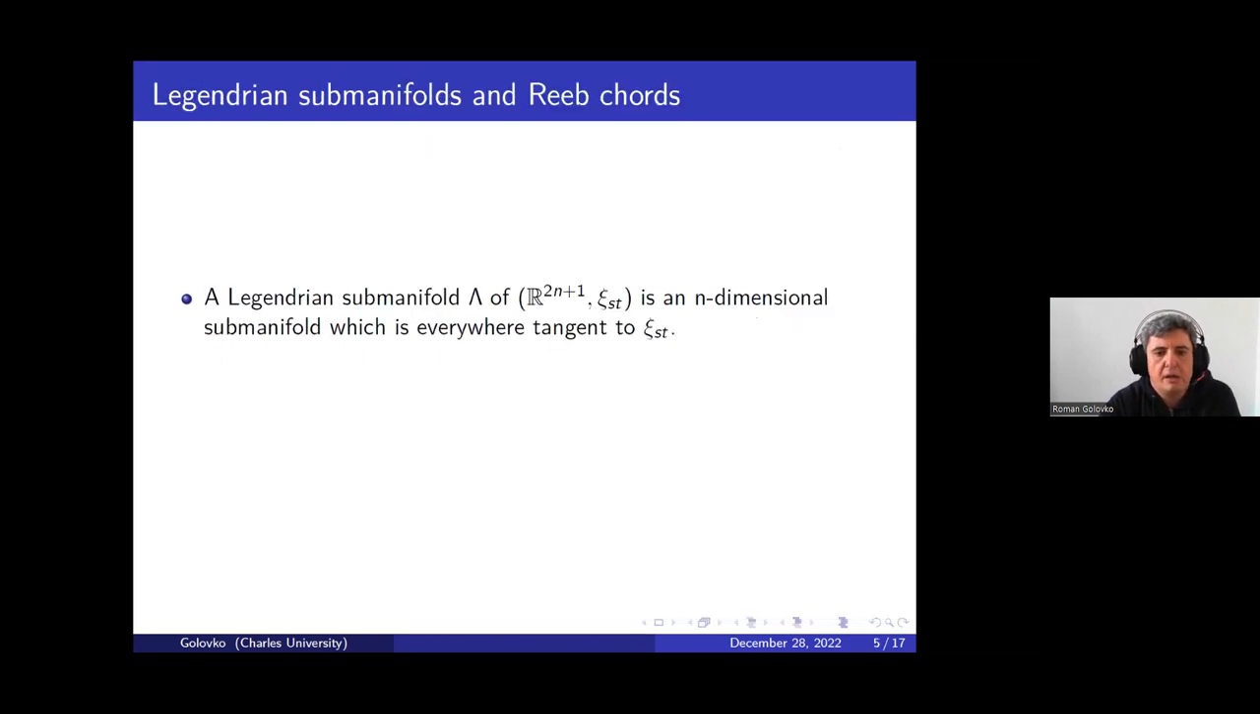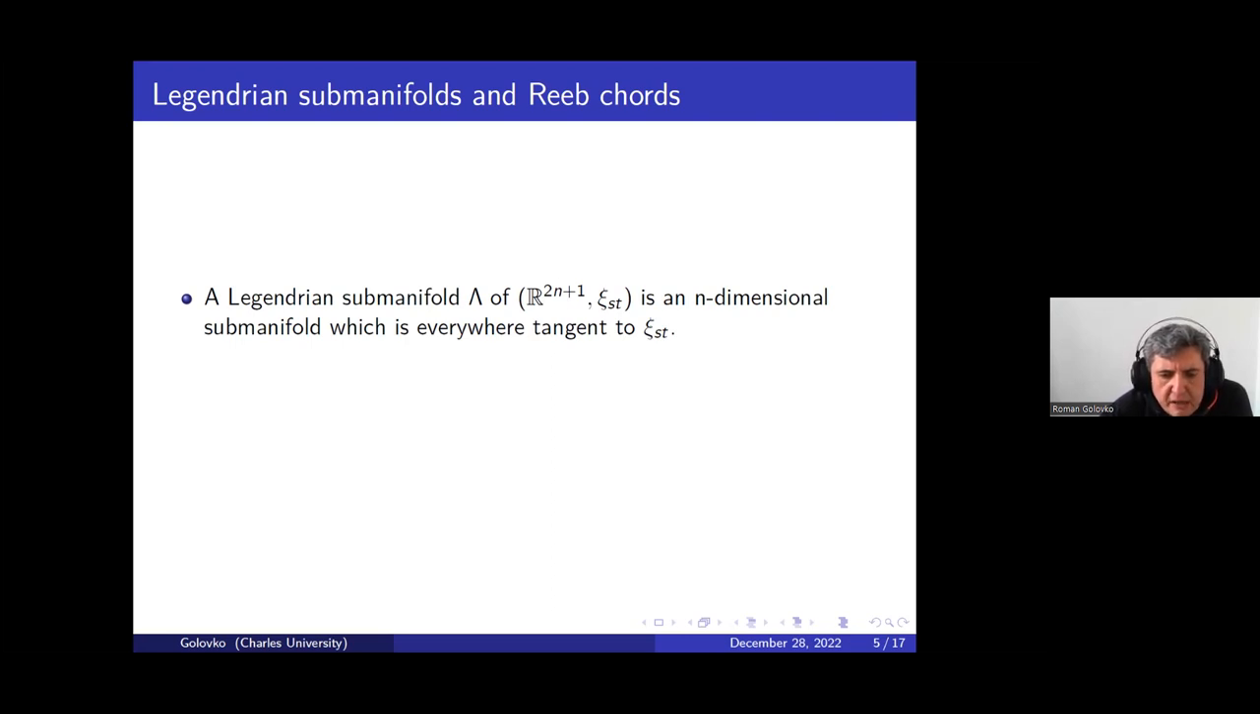So now Legendrian submanifolds, what's the proper definition? A Legendrian submanifold is basically an n-dimensional submanifold. So if the contact manifold is of dimension 2n plus 1, then a Legendrian submanifold is an n-dimensional submanifold, which is everywhere tangent to the contact structure. And let me also say that from now on, we will work only with the contact manifold, which is just a Euclidean space with a standard contact structure.